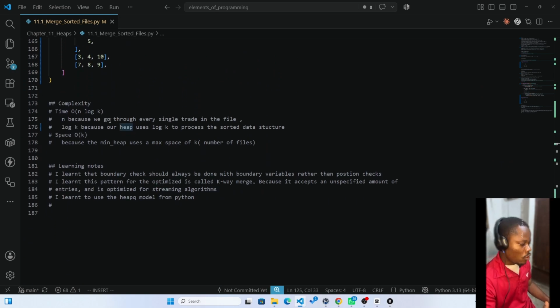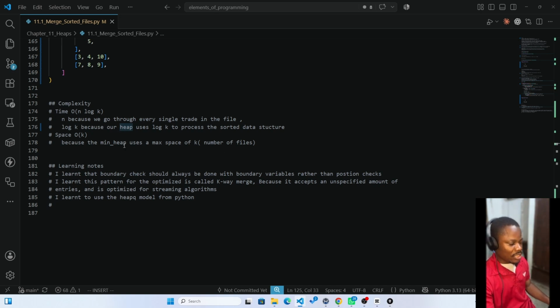So basically log of the number of files that we have, because this time around we have an ADT that helps us, in quicker time, rather than checking through the entire files, go immediately with log k time and get us the least value for us to pop, right? And that's the advantage of a heap, and that's what it helps us do. So you can see that here we have the n because we go through every single trade in the files, and then log k because our heap uses log k time to process the sorted data structure.